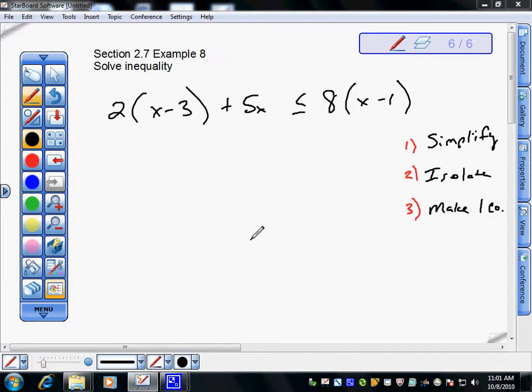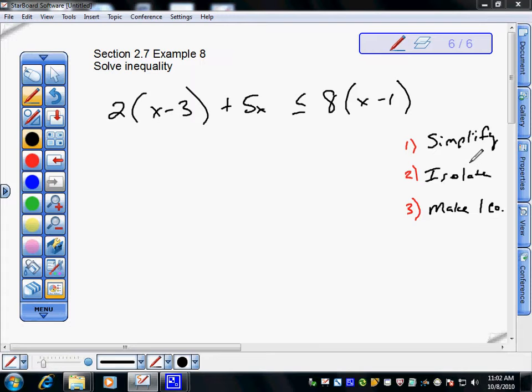Inequalities never end. They just get tougher. But don't worry, it's not that bad. We're making it a little bit more complex than our last example, but nothing has changed. If you can follow these 3 steps to success, they work for solving equalities. It's the same steps for solving inequalities.